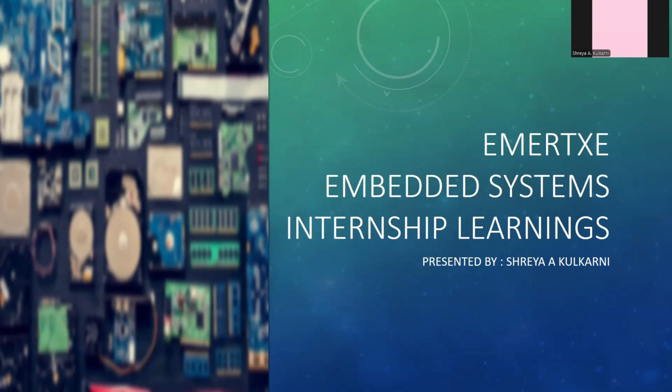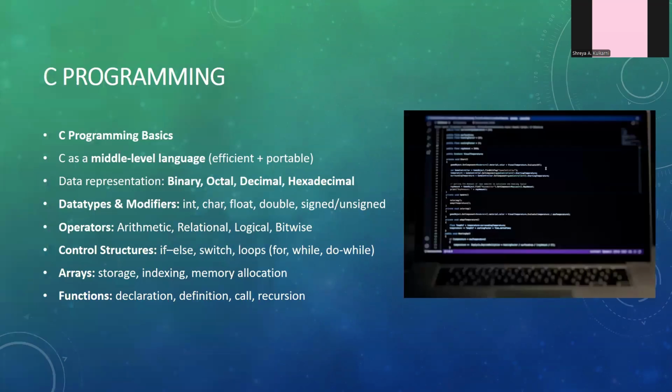So, in the C programming classes, we saw that C is a middle level language, and there are four types of number systems for the data representation. Those are binary, octal, decimal, and hexadecimal. In binary number system, the base is 2. In octal, it's 8. In decimal, it is 10. And in hexadecimal, it's 16.